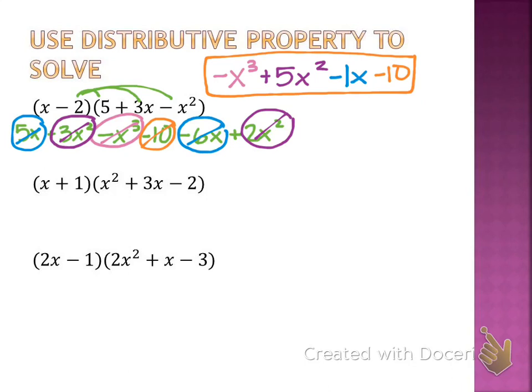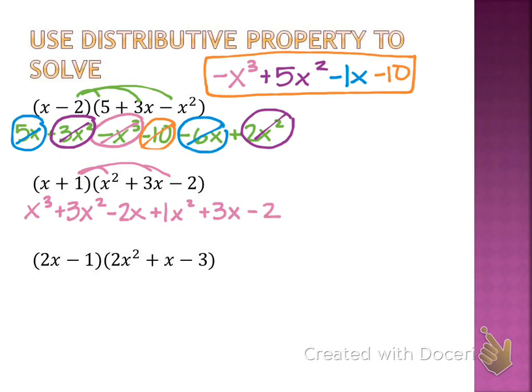Okay, I've got to distribute this x to everything. So x times x squared is x to the third power. X times 3x is 3x squared. X times negative 2 is negative 2x. All right, now I need to do the positive 1. 1 times x squared is 1x squared. 1 times 3x is 3x. And 1 times negative 2 is negative 2.